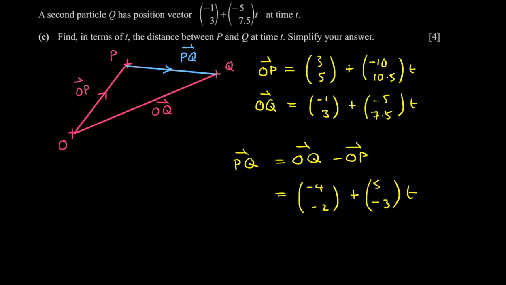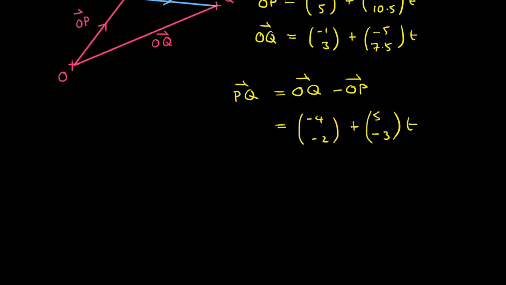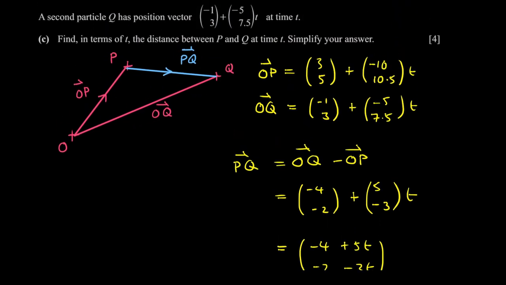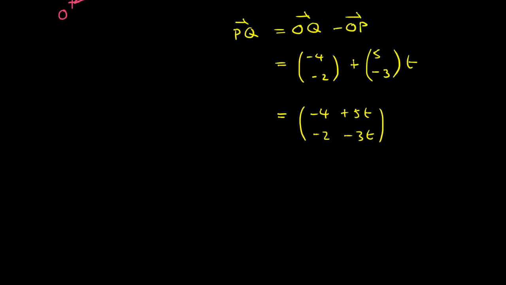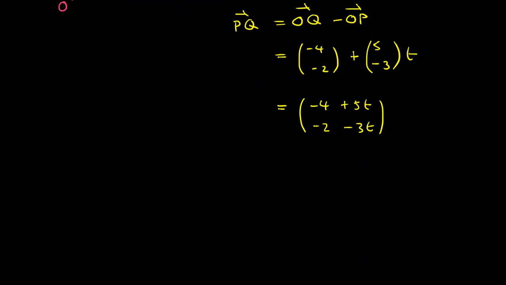Okay, then I'm going to combine this all together. So I'm going to write this as negative 4 plus 5t and negative 2 minus 3t. So that's my vector PQ. And what did I say? I want to find the distance from P to Q. So what I'm going to end up doing is finding the magnitude of this vector, the magnitude of PQ.